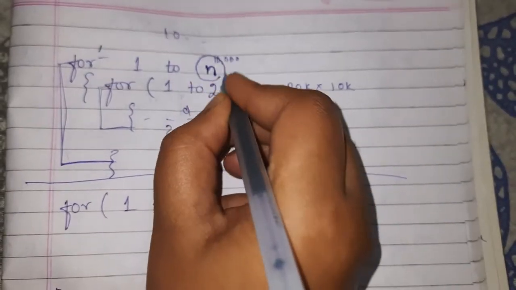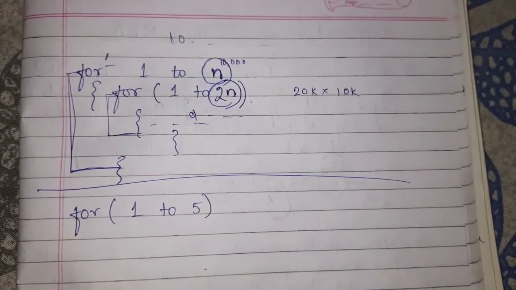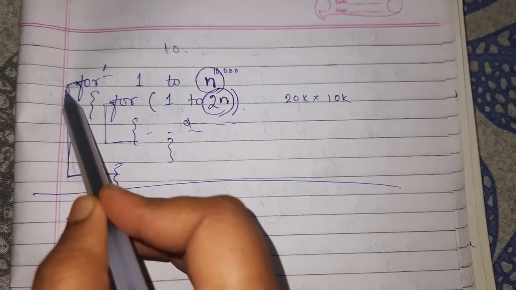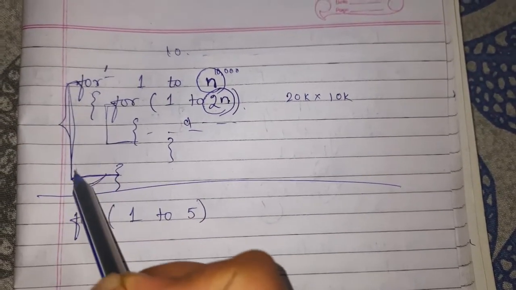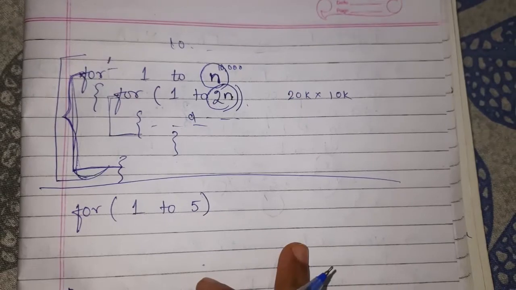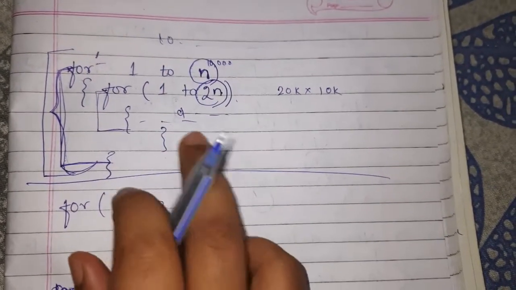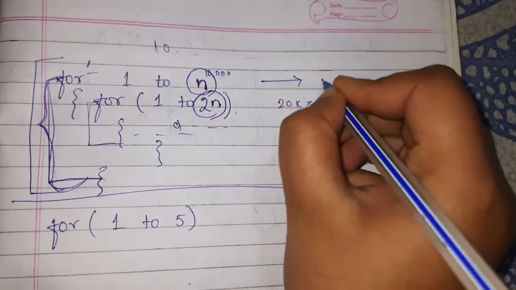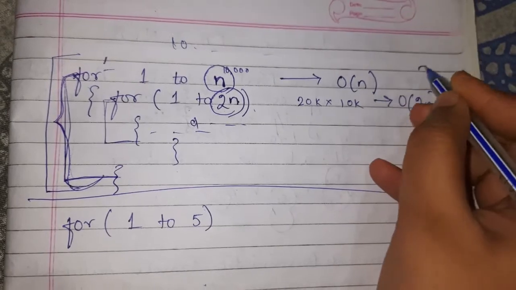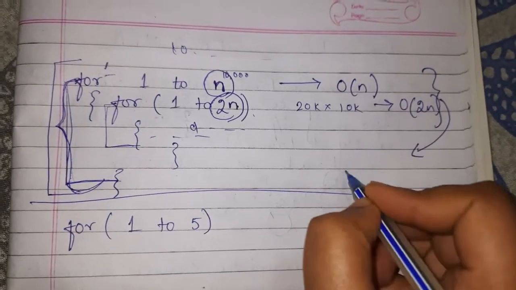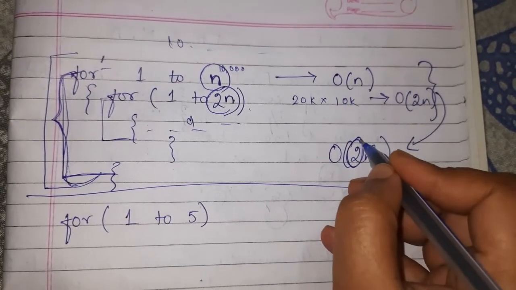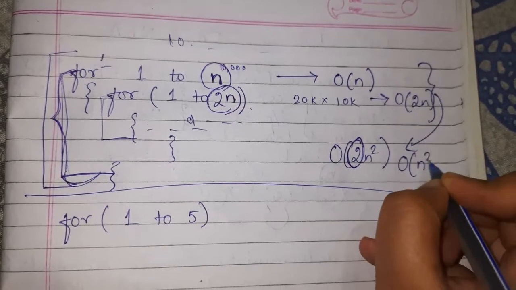I am multiplying this limit with this limit to know the time complexity, or the time required for running the whole program, if this is my only program or algorithm here. So the time complexity for this is big O of n. Here this is big O of 2n. Multiplying both, it becomes big O of 2n square, where since 2 is a constant, we need not write it. So it is big O of n square.